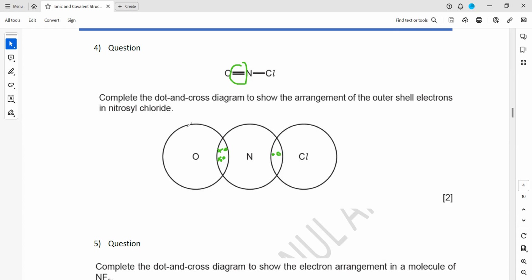Then unshared electrons on oxygen. Oxygen belongs to group 6. So how many unshared electrons should I draw for oxygen, if it belongs to group 6? It shares 2 and unshared will be 4. So 1, 2, 3, 4.